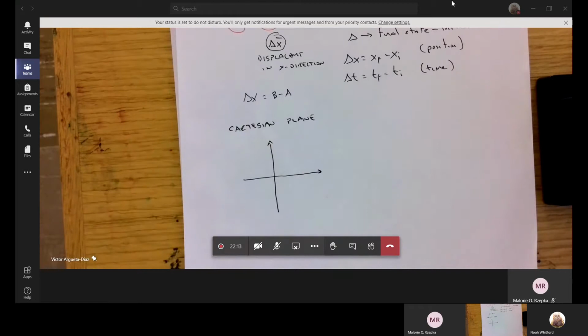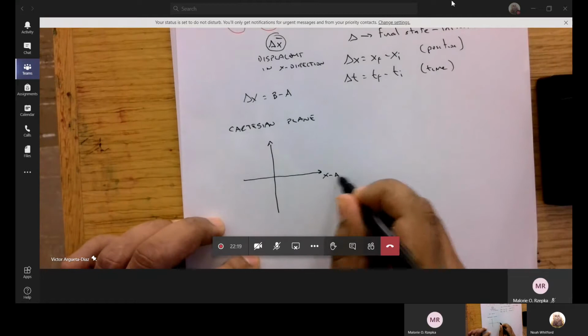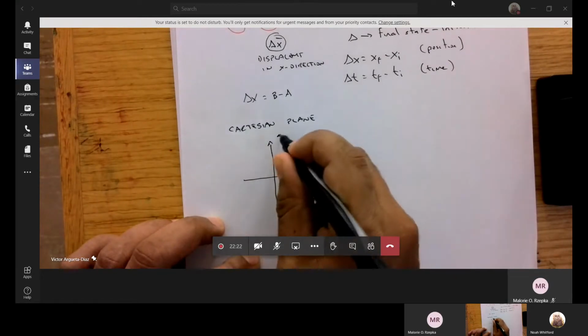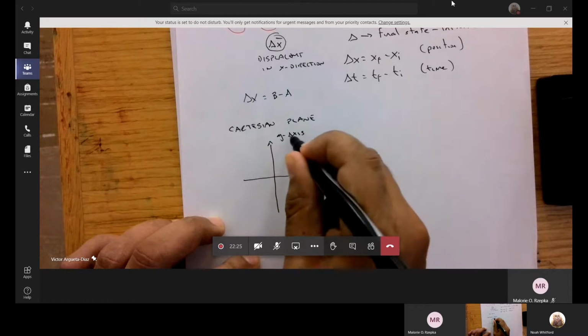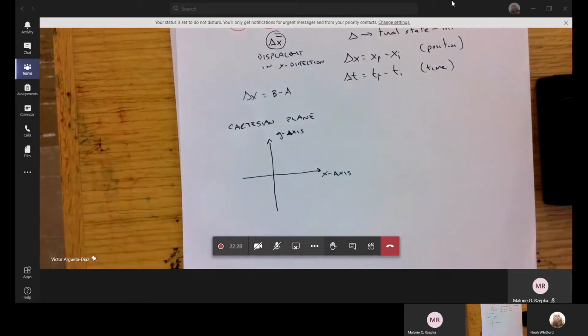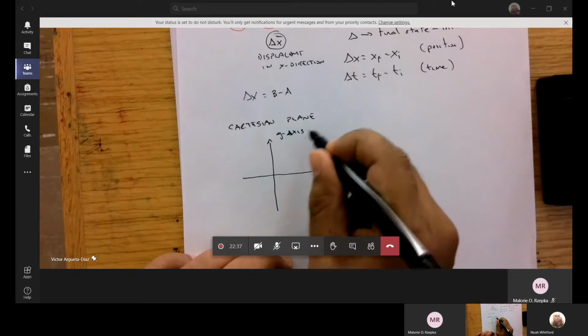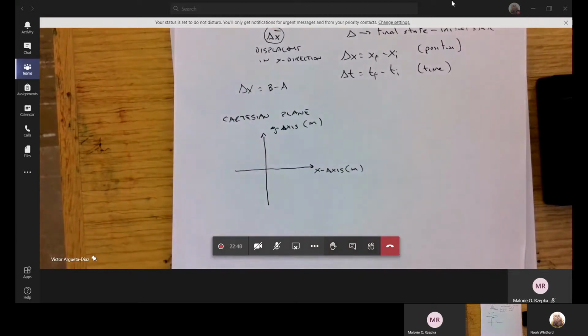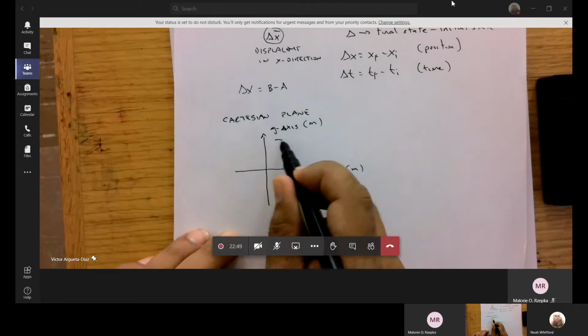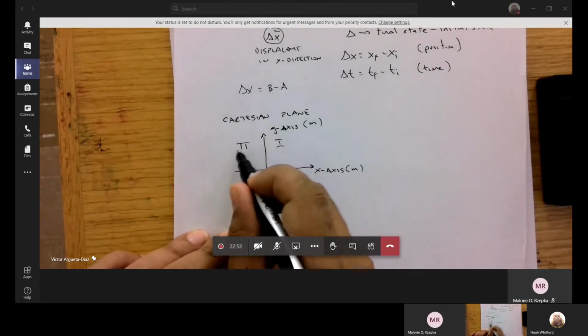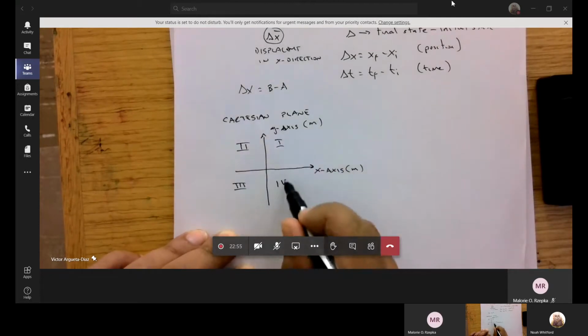The horizontal axis we call the x-axis, and the vertical axis we call the y-axis. Right now I'm going to be talking about meters, so all my distances are going to be in meters. This is going to be meters. This is going to be meters. The Cartesian plane is divided into 4 quadrants. So this is quadrant 1, 2, 3, and 4.